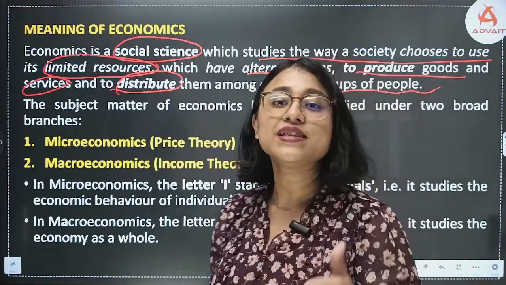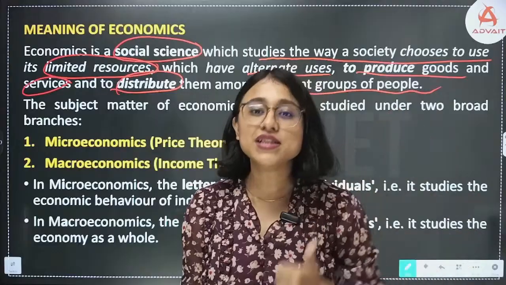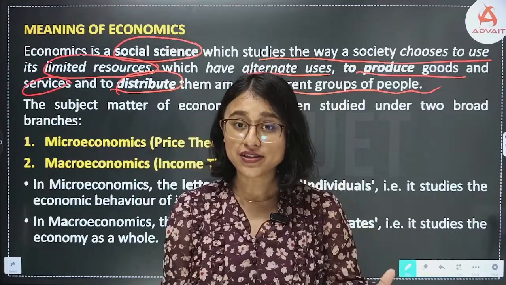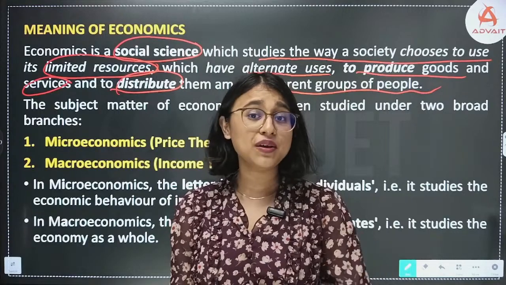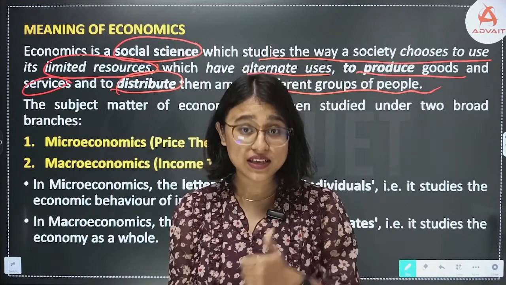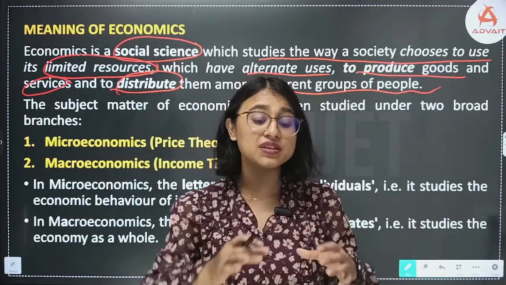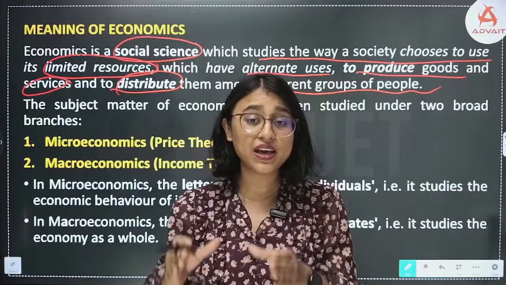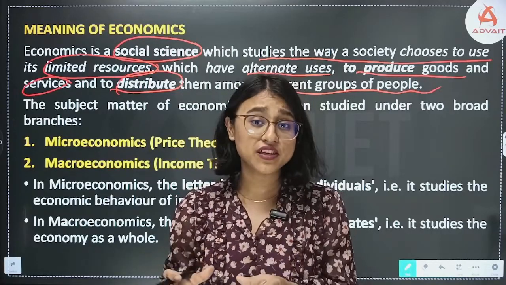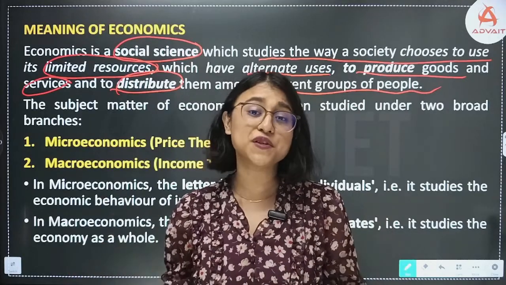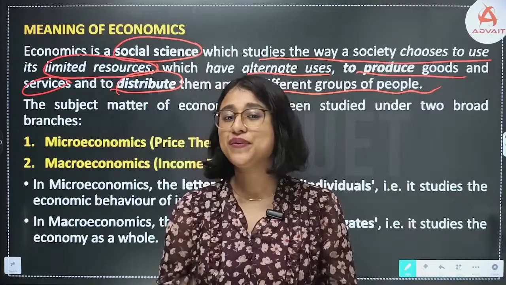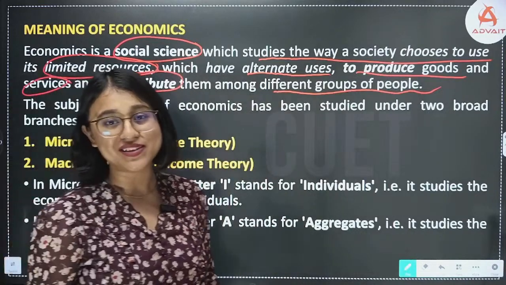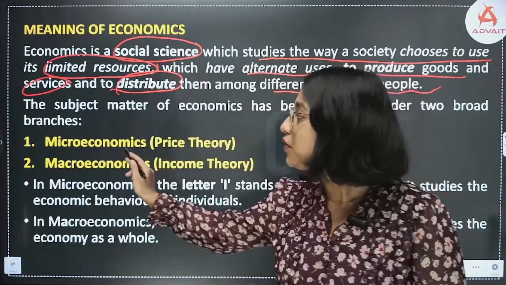Clear? So this is why we need to study economics. This is why we are learning economics, because there is a problem of choice, because there is scarcity in the economy, because there are alternative uses of the resources, and therefore economics studies how the economy chooses to put the limited resources to use such that production processes are carried out in the economy, and those goods and services are distributed well among the various groups of people in the society. Clear? Very nice.